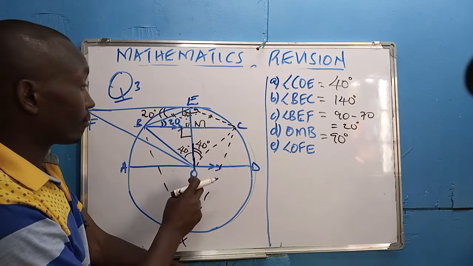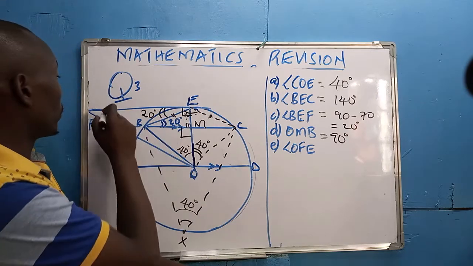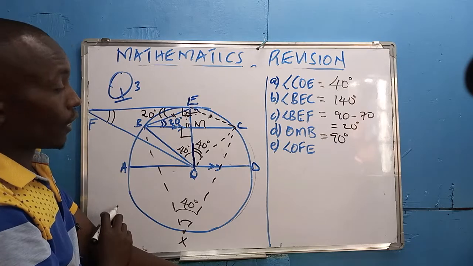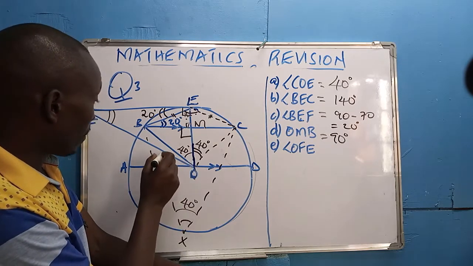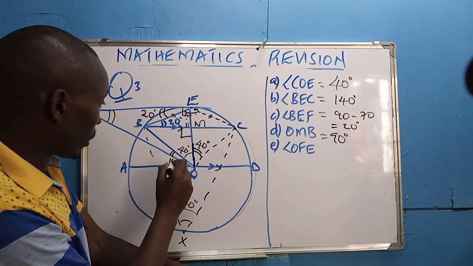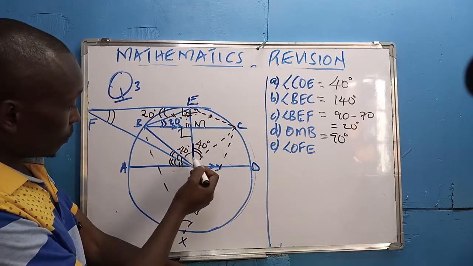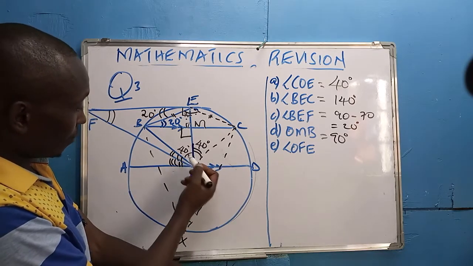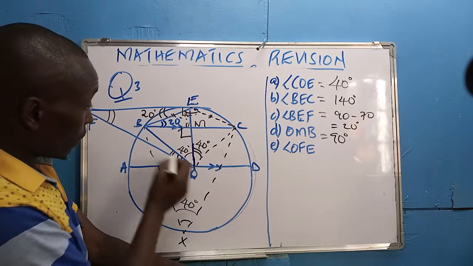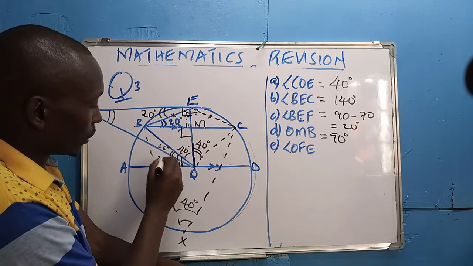FE, that angle there. So remember, this one was a bisector of the angle here. So these two angles are equal. If they are equal, remember the 90 subtract 40, that is 50. Divided by 2, 25, 25.